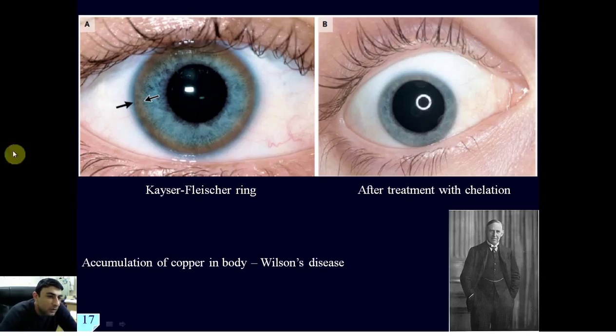This is not always seen without a specific slit lamp. Sometimes you can see it if it is too pronounced, sometimes not. So this is a disorder when copper accumulates in our body.